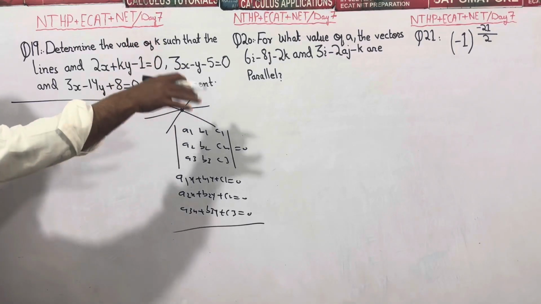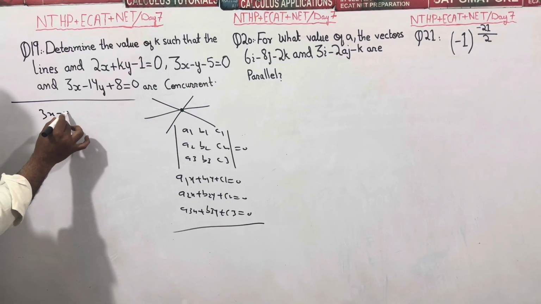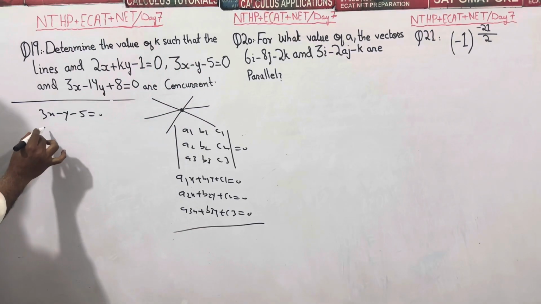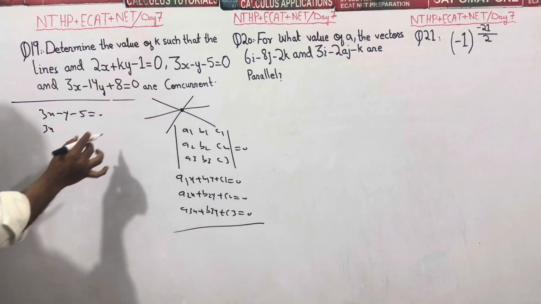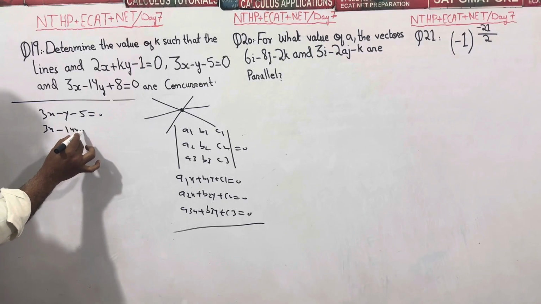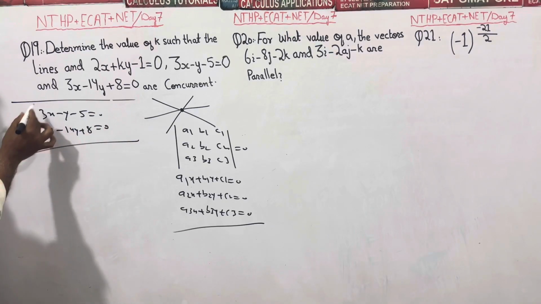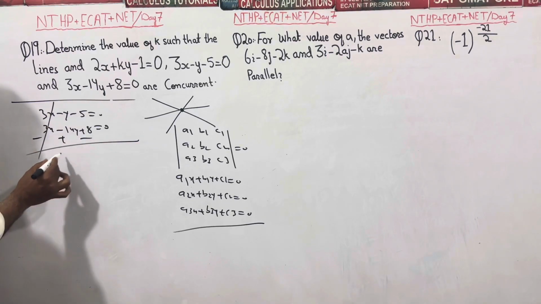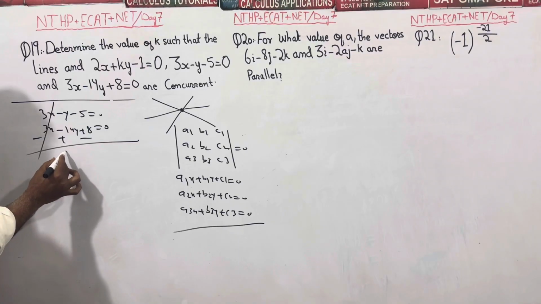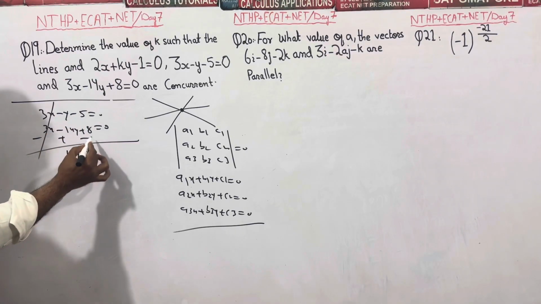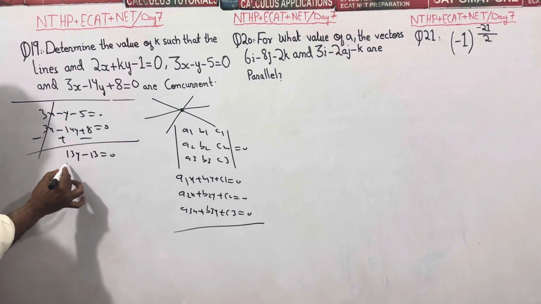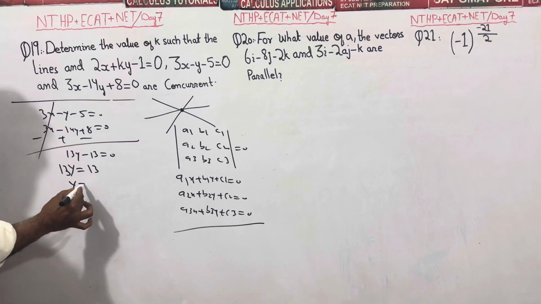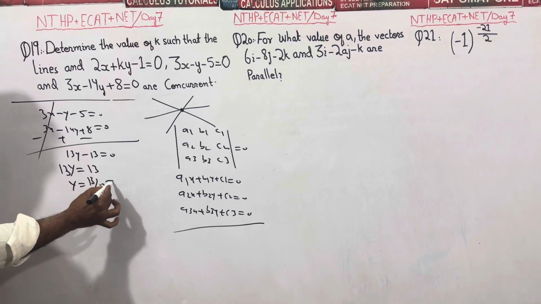Let me give you another idea, a very simple one. Taking the two equations that have no unknown, 3x minus y minus 5 equals 0 and 3x minus 14y plus 8 equals 0. The x coefficients are the same, so just subtract. We get minus y plus 14y, that is 13y, and minus 5 minus 8, that is minus 13, equals 0. Solving for y, 13 over 13, the value of y is 1.